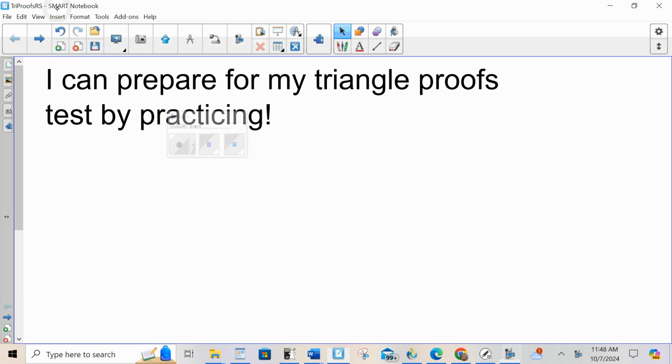Hello everybody. Today I'll help you prepare for your triangle proofs test by practicing. It all comes down to knowing how to do triangle proofs. If you know how to do them, this is it.